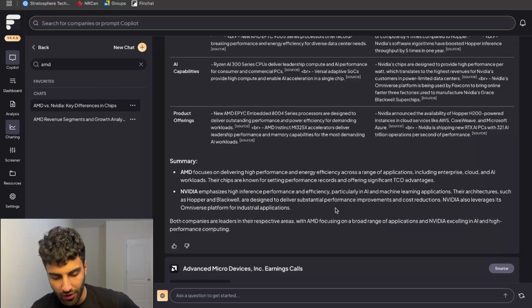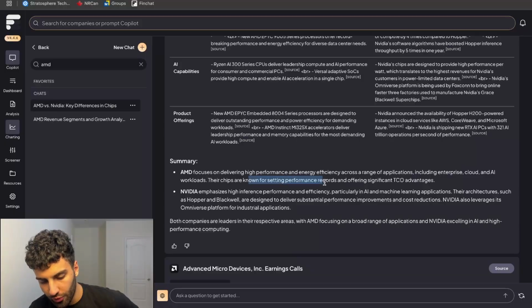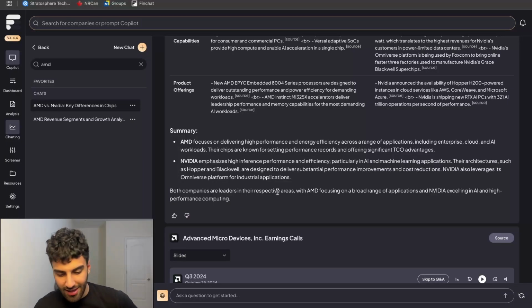So it says, AMD focuses on delivering high performance and energy efficiency across a range of applications, including enterprise, cloud, and AI workloads. Their chips are known for setting strong performance records and offering significant total cost of ownership advantages. That's what TCO stands for. And then it says NVIDIA emphasizes high inference performance and efficiency, particularly in cloud, AI and machine learning applications. Their architectures, such as Hopper and Blackwell, are designed to deliver substantial performance improvements and cost reductions. And this is probably the key to all of this.